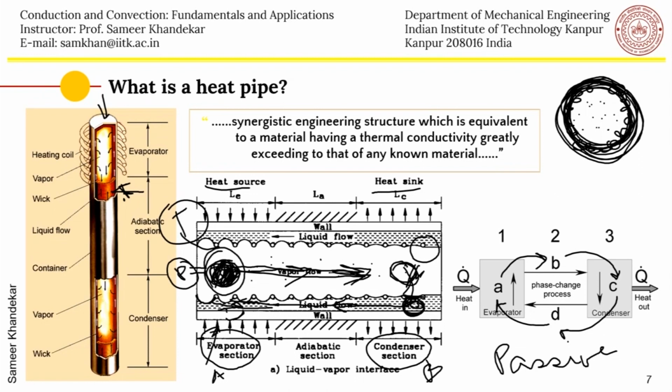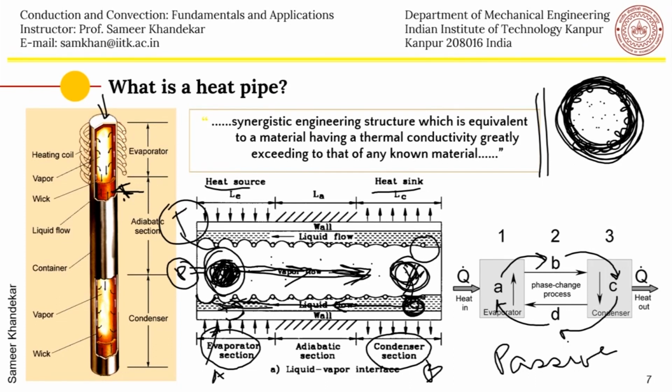And you can see at a very low thermal resistance, a large quantity of heat gets transported from the evaporator section to the condenser section, and that is why it is defined as a synergistic engineering structure, which is equivalent to a material having a thermal conductivity greatly exceeding that of any known material. So this is the way a heat pipe works. I hope you have understood it. Now we will see more and more examples in the coming slides.